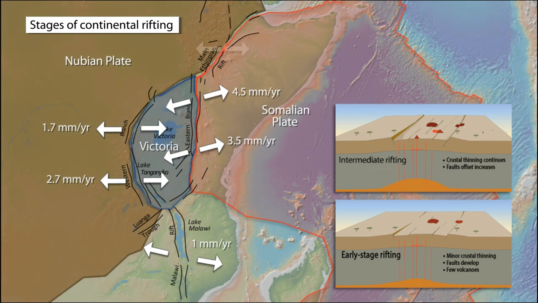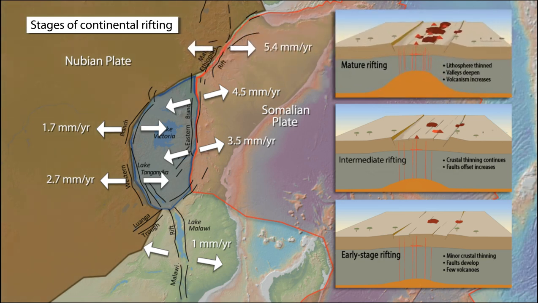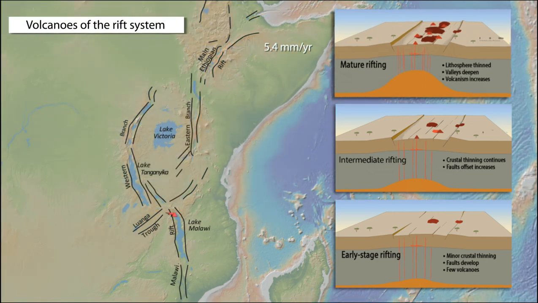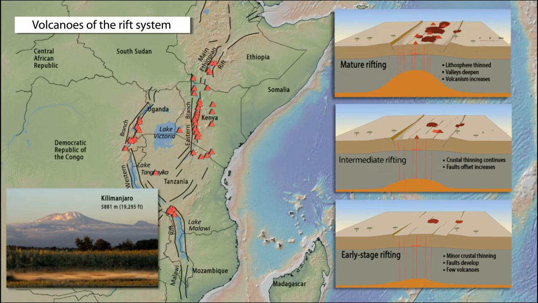Across the boundary between the Somalian and Nubian plates at the Ethiopian Rift, extension is faster, and continental rifting is in a mature stage, with more volcanic eruptions. Displaying the volcanoes of the East African Rift system shows the anticipated pattern of volcanic activity increasing from south to north, along with the stage of continental rifting.